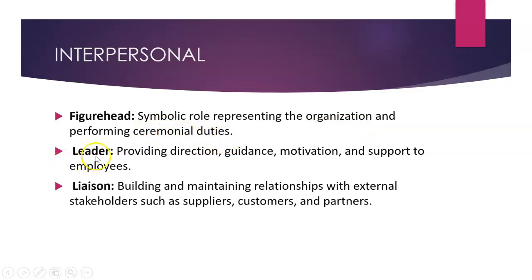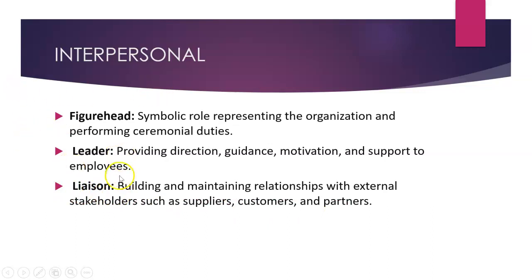Okay. The second is leader. A leader has many responsibilities: providing direction, guidance, motivation and support to employees. So this is the role of a leader. And liaison: building and maintaining relationships with external stakeholders such as suppliers, customers and partners. So the main responsibility of a liaison is to maintain the organizational relationship with outsiders or external bodies like your stakeholders, suppliers, customers and partners. So that's the work of a liaison.